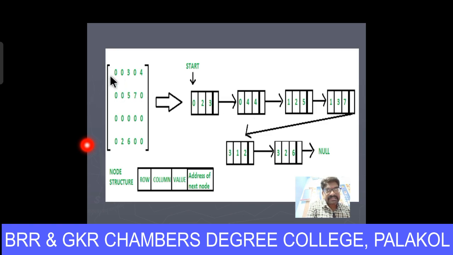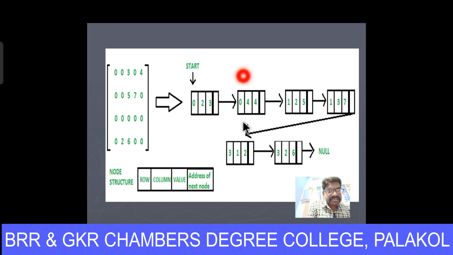So this is the matrix: 0 0 3 0 4 0 0 5 7 0 0 0 0 0 0 2 6 0 0. Okay, so here this is one node. The node contains 4 parts. The first part contains the row information, so this is the 0th row. Okay, and the column is 0, 1, 2. So which column? Second column. So the value is 3.